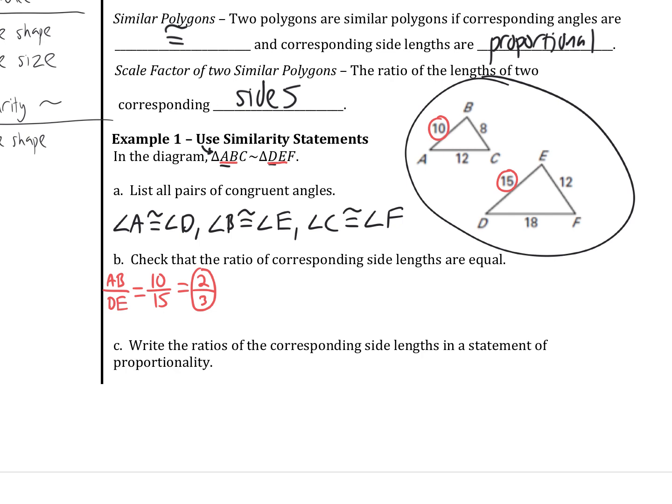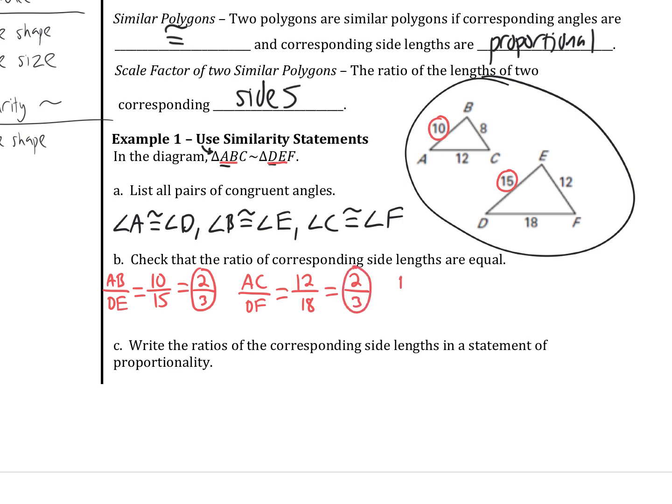Why don't you go ahead and pause the video and see if you can come up with the other ratios here and see if they're going to be equal or not. Go ahead. All right, the next one we had was AC over DF, though you may have done a different one. AC was 12 over DF, which is 18. If we reduce that, 6 goes into both those numbers. 6 goes into 12 twice. 6 goes into 18 3 times. This one also matches. All right.